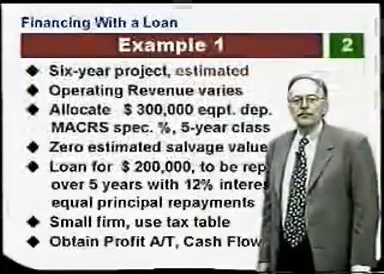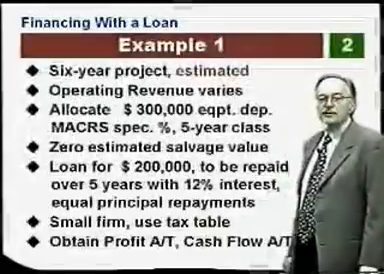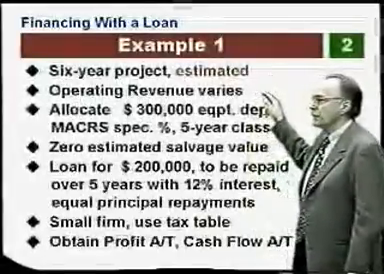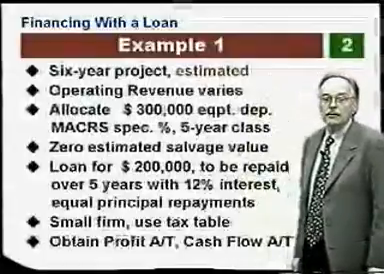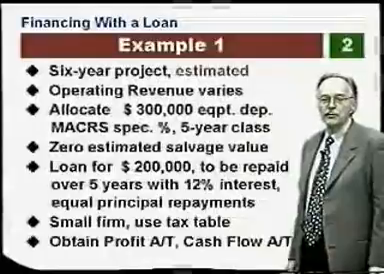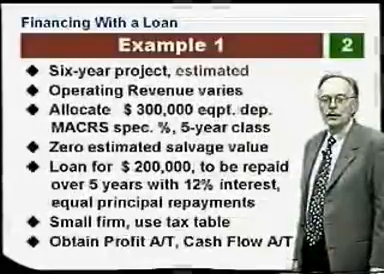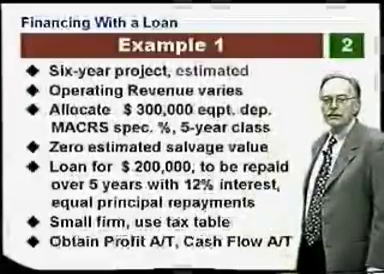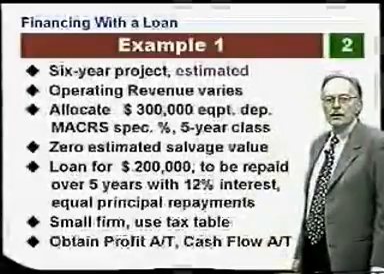Let's look at our first example. We have a project that has an estimated life of 6 years. The operating revenue is going to vary from year to year. We're going to have a $300,000 asset that will depreciate with the MACRS specified percentages for the 5-year class. With this method, of course, we have to use a zero estimated salvage value for computations.